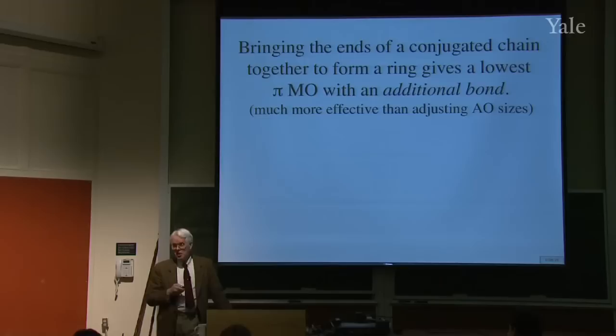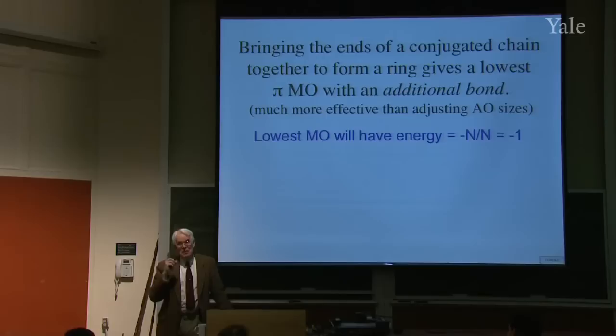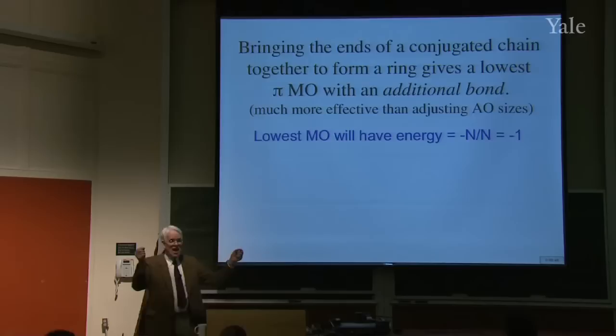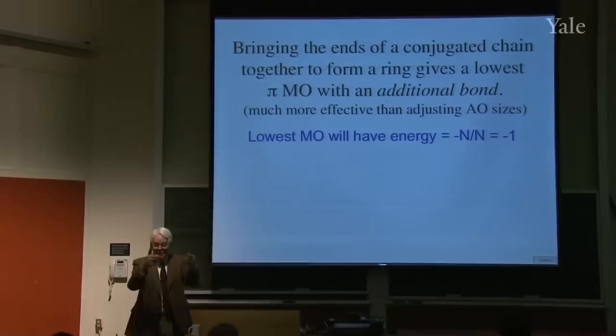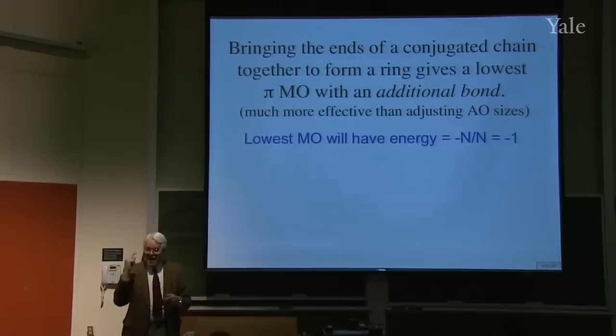So the lowest molecular orbital now will have n of these overlaps rather than n minus 1. Are you with me on that? Right, when we had a chain, the number of pairs down the chain was one less than the number of atoms. But if we bring them together and let the ends touch, then we get another one. So it's n over n. So it goes to minus 1, the lowest possible energy.